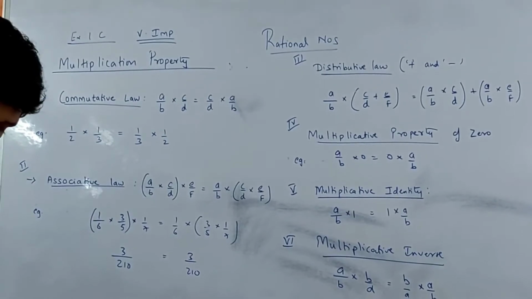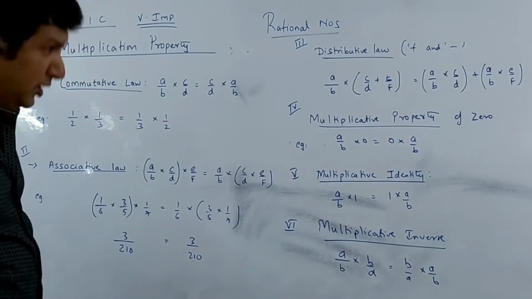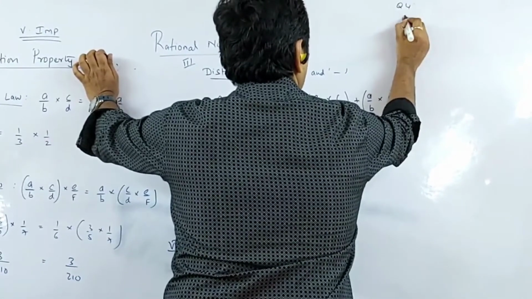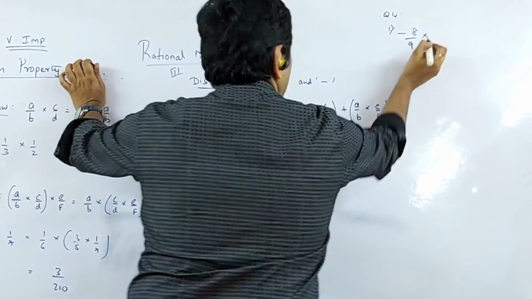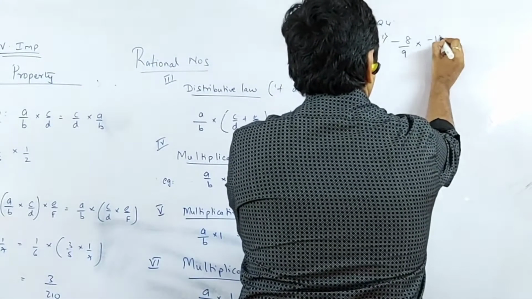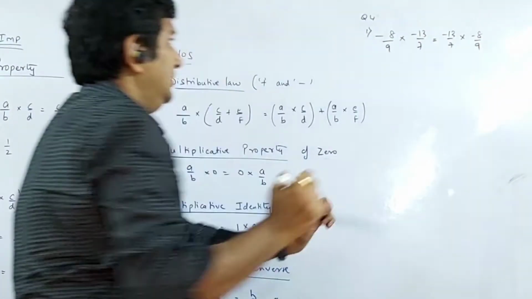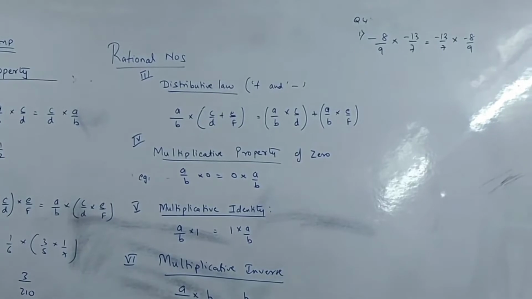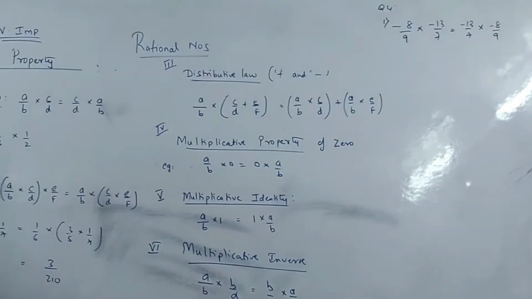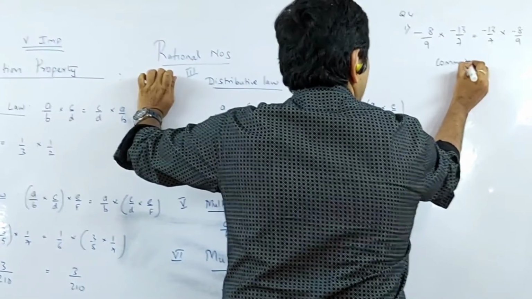First, question number 4, first part. Minus 8 upon 9 into minus 13 upon 7 is equal to minus 13 upon 7 into minus 8 upon 9. Students, you can see the numbers are same, just first into second and second into first. So can I say the first law will be used? Commutative. Hence, we have to name which law it is. So it's commutative law.